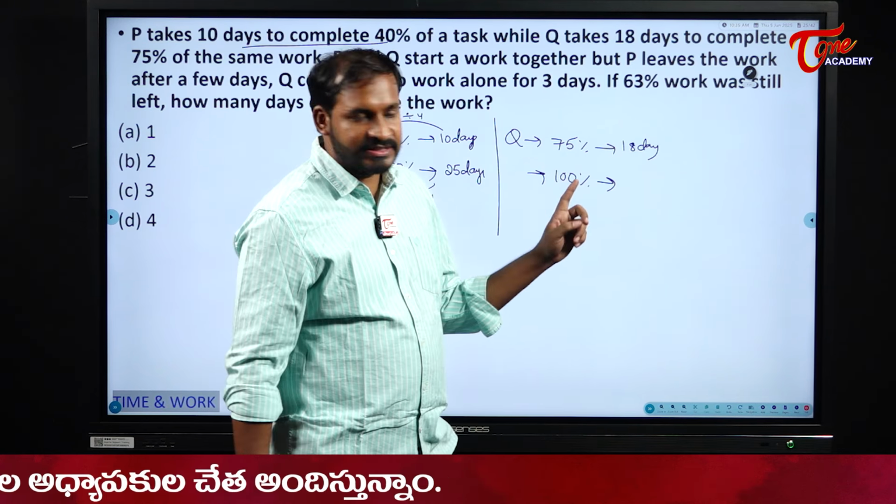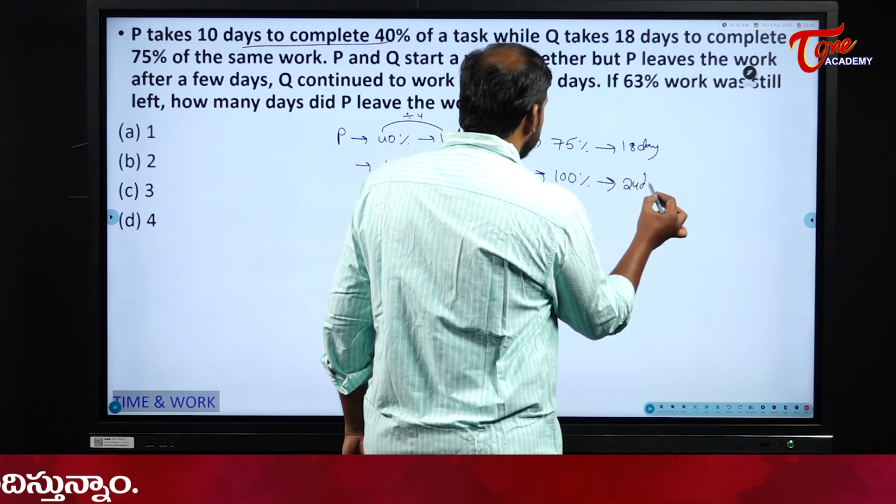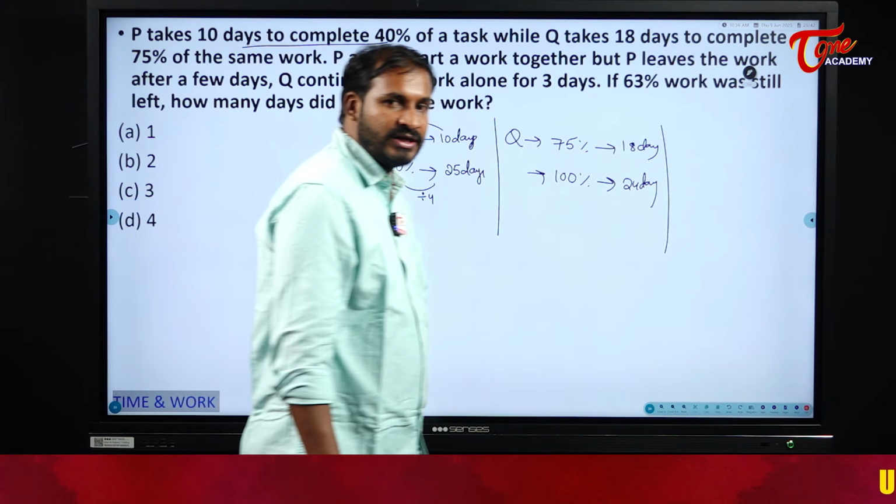That means 25% in 6 days. So 100% means 4 25s, so it will become 24 days. That means Q is going to take 24 days to finish this work.